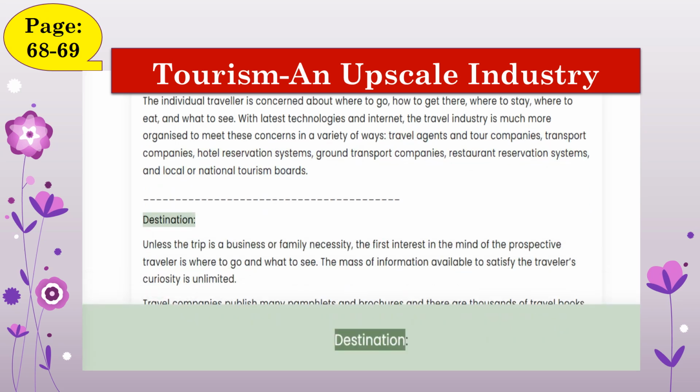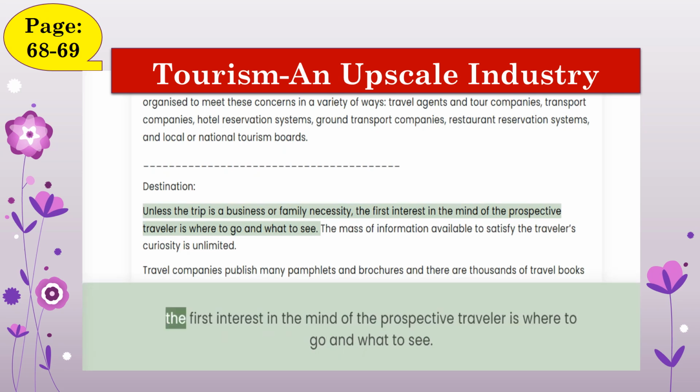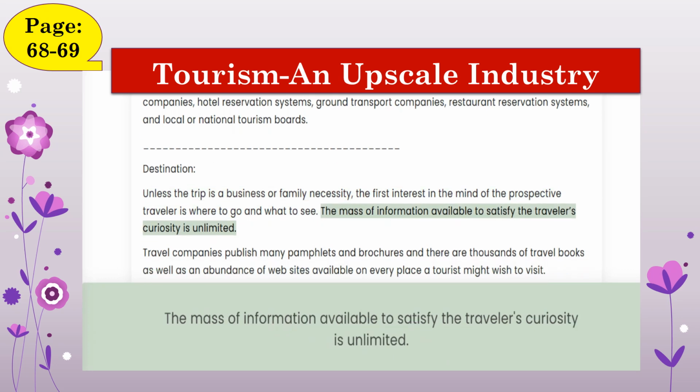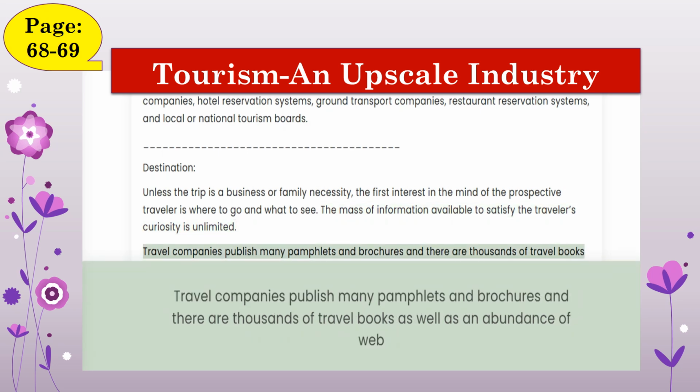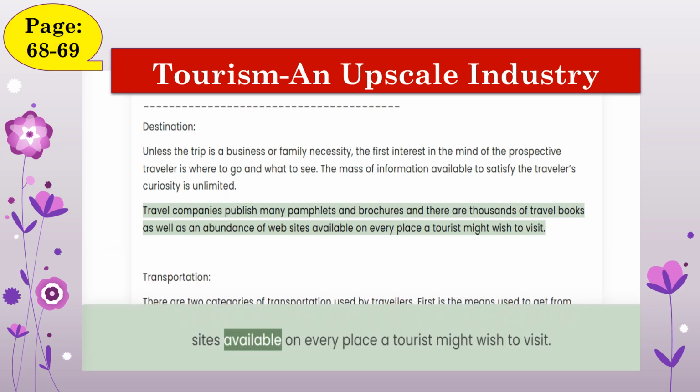Destination. Unless the trip is a business or family necessity, the first interest in the mind of the prospective traveler is where to go and what to see. The mass of information available to satisfy the traveler's curiosity is unlimited. Travel companies publish many pamphlets and brochures, and there are thousands of travel books as well as an abundance of websites available on every place a tourist might wish to visit.